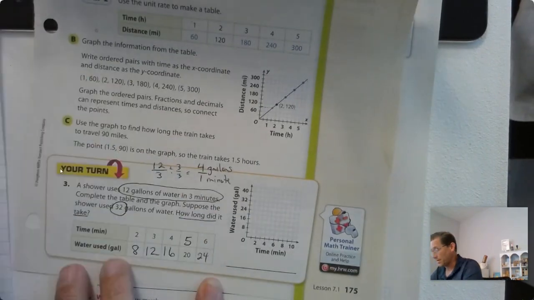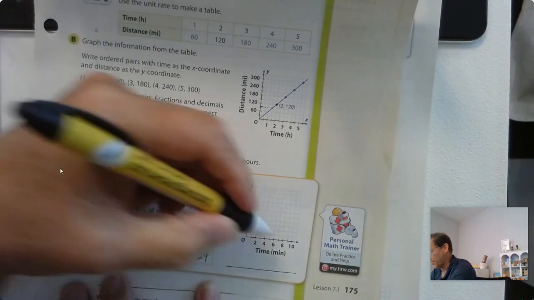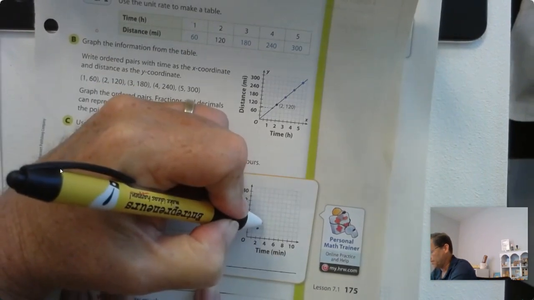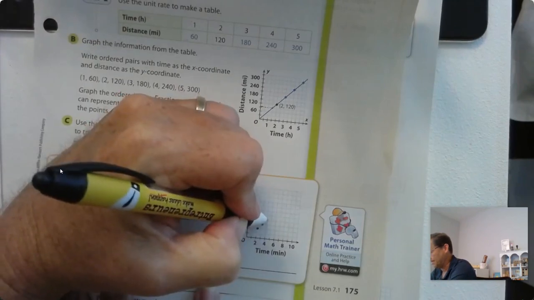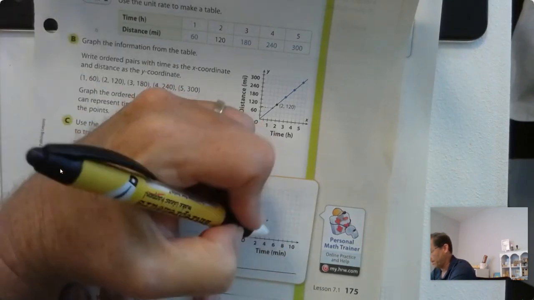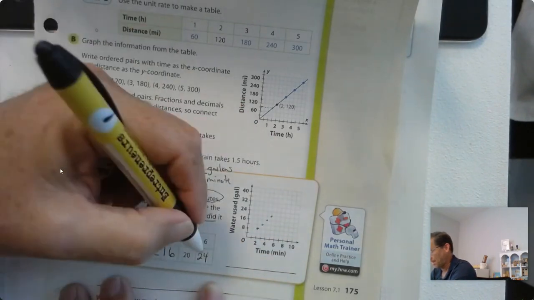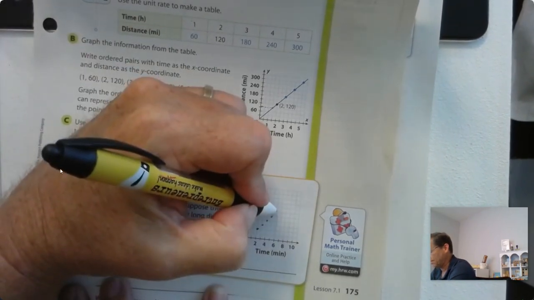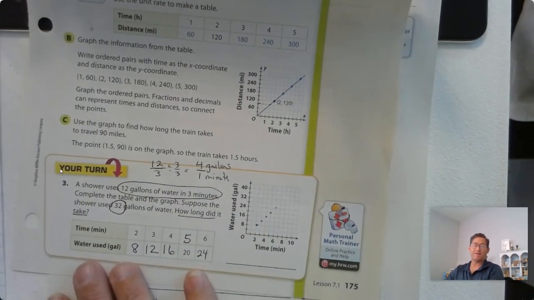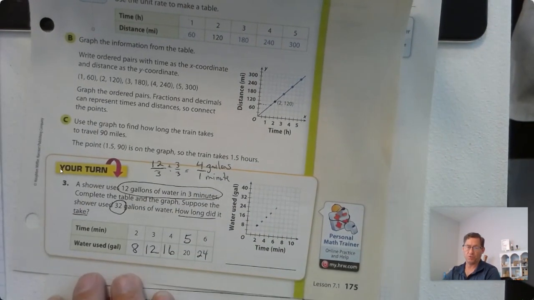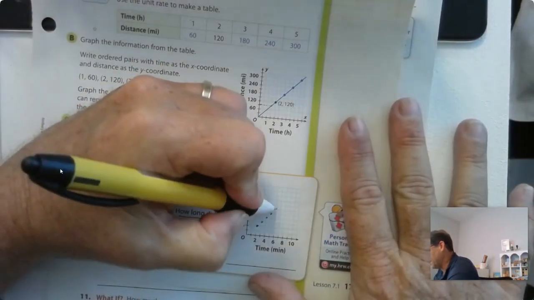Well, let's go ahead and graph 2 and 8, 3 and 12, 4 and 16, 5 and 20, 6 and 24. Okay. So can we have a fraction of a gallon of water? Sure. Can we have a fraction of a minute? Sure. So let's connect the points.